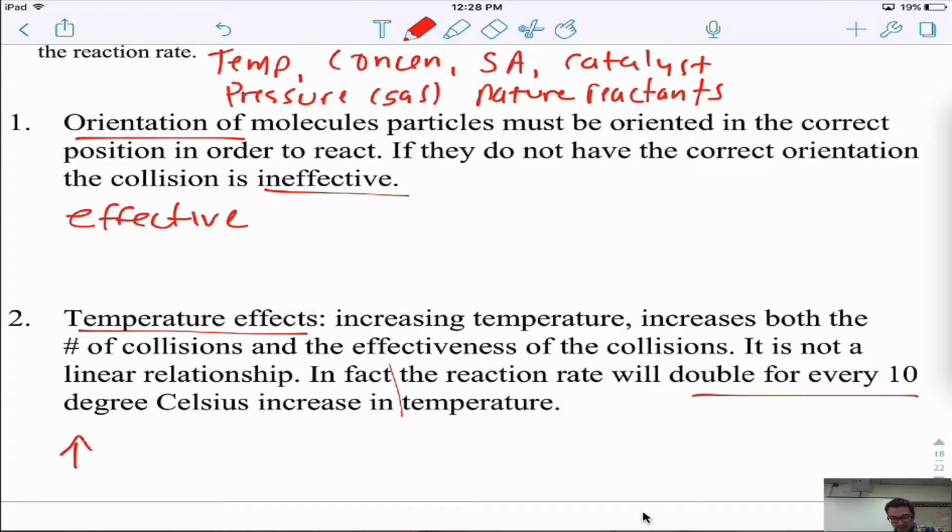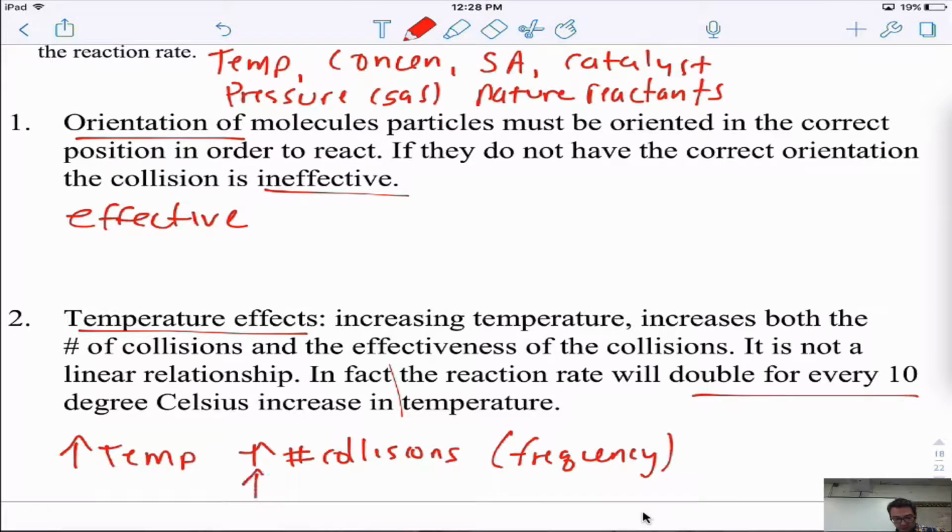When we increase the temperature, we're really doing two things. We are increasing the number of collisions, which is called the frequency of collisions. But we're also increasing the energy of the collisions. So these two factors, the increase in the number of collisions and the energy of those increased collisions, make for a big increase in the reaction rate given the temperature increase.